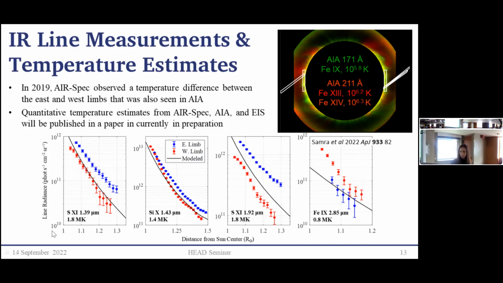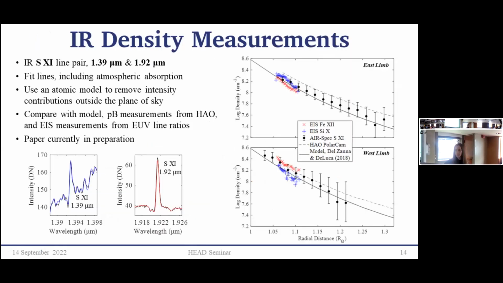this sulfur 11 line was much stronger on the east limb, where there was hotter material. This one forms at a much higher temperature. And we're working on a paper with Giulio Zazana, which is going to publish quantitative temperature estimates from the AirSpec data, as well as EIS and AIA data.